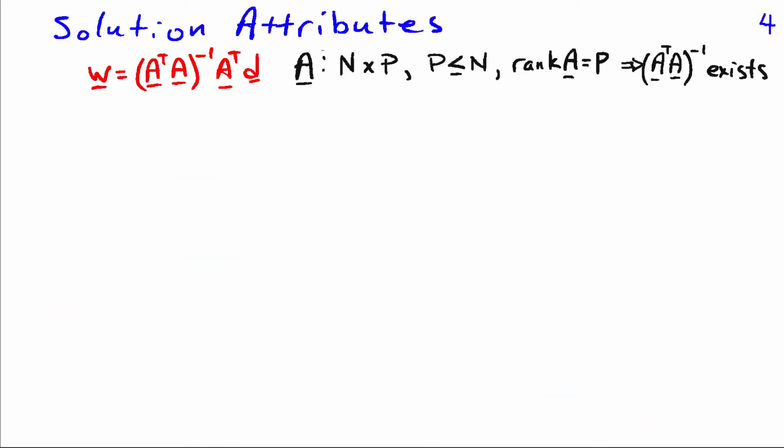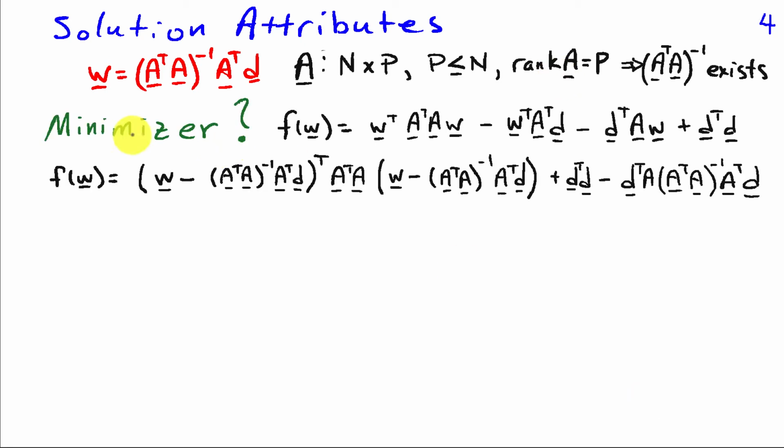So we're going to look at some of the attributes of this solution. First of all, recall that A is an n by p matrix. p is less than or equal to n. And as we did in the geometric approach, when we use the orthogonality principle, we're going to assume that the rank of A is equal to p, and therefore that A transpose A is an invertible matrix, and so this solution does indeed exist. Now, if the rank of A is less than p, then we have to take a slightly different approach, and we'll do that later.